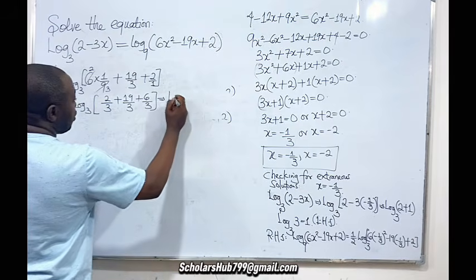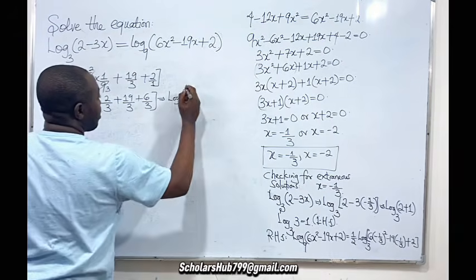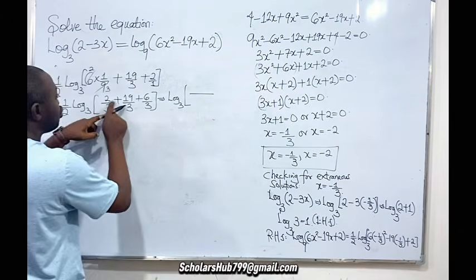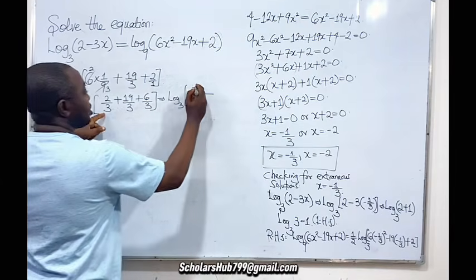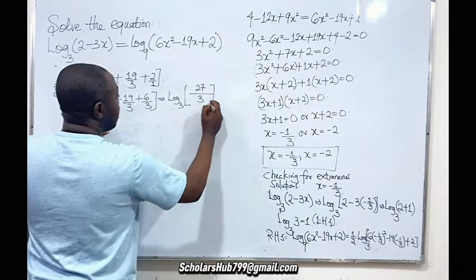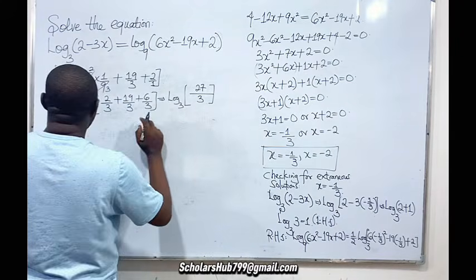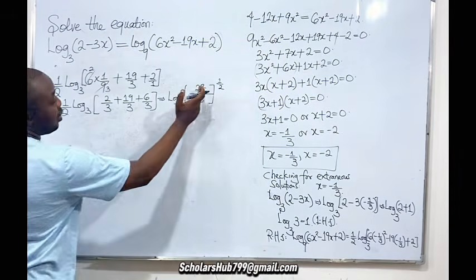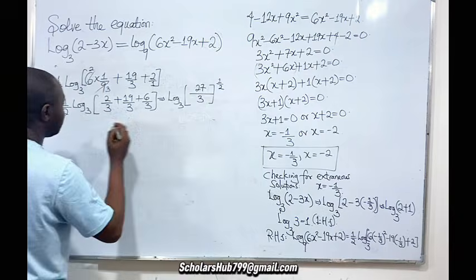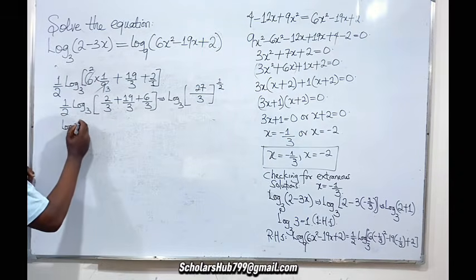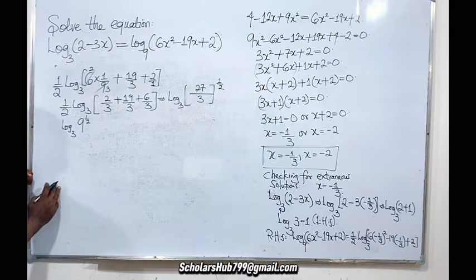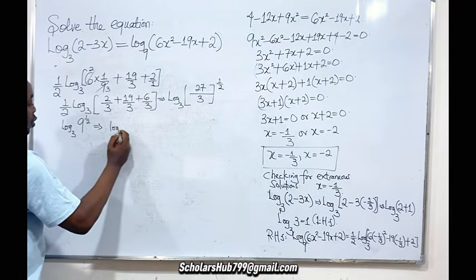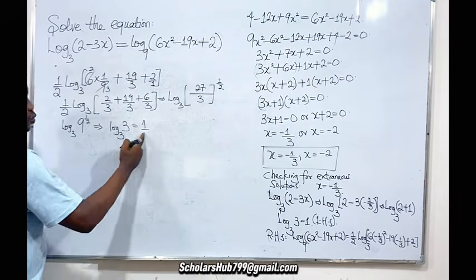So that this will be log to base 3 of, so I'm going to add, we have 2 plus 19, that's 21. 21 plus 6 will be 27 over 3, common denominator. Then I'm going to bring the multiplier here to become the power. Now 27 divided by 3 is 9. So we're going to have log to base 3 of 9 raised to the power of 1 over 2. And this is the same thing as the square root of 9. So this will be log to base 3 of 3, and that will equal 1.